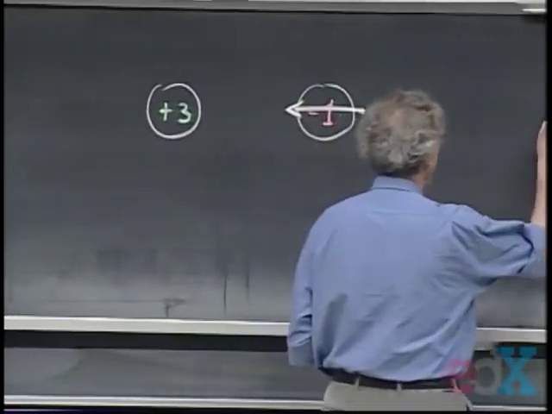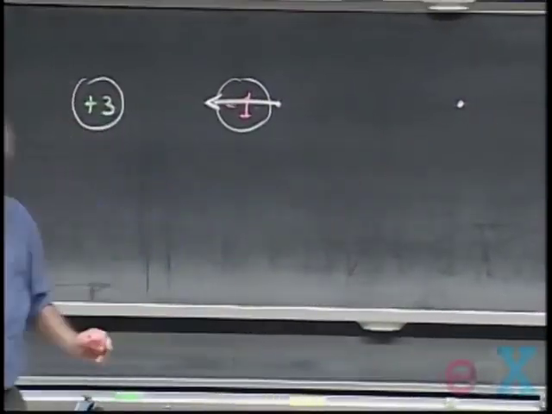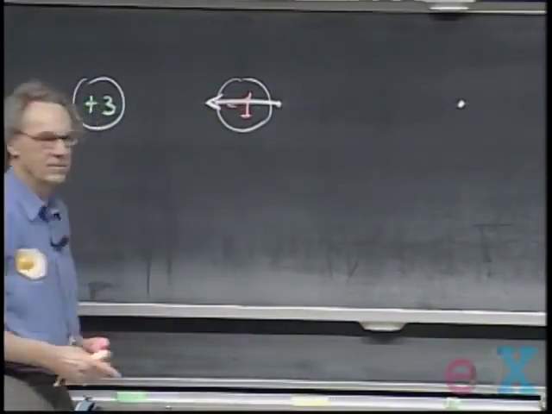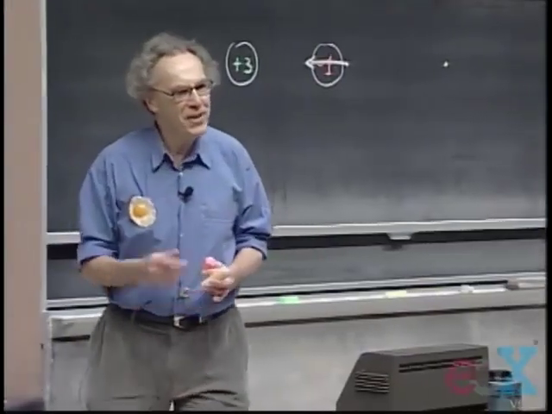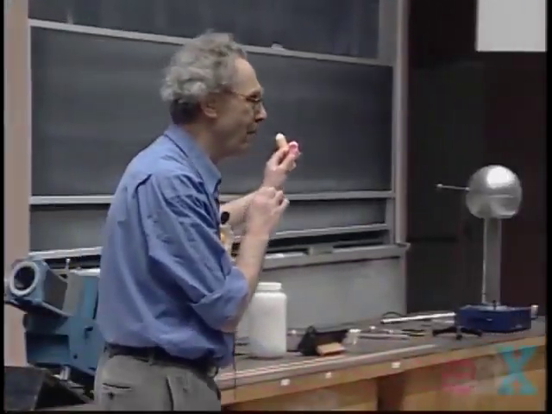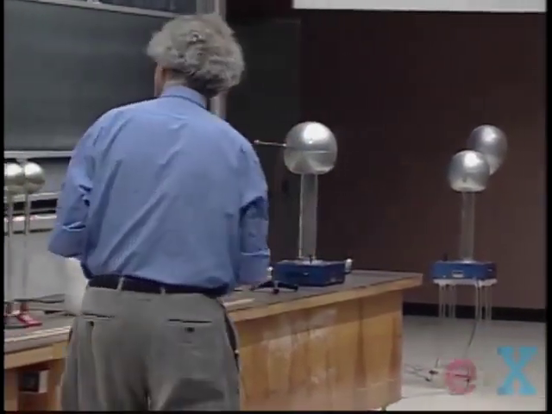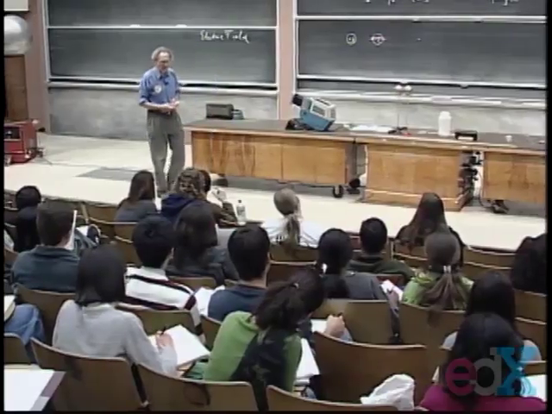Suppose I take the same positive test charge and I put it here, very far away, much farther away than this separation. What do you think now is the direction of the force on my plus charge? Very far away. Excuse me? Why do you think it's to the left? Do you think -1 wins?